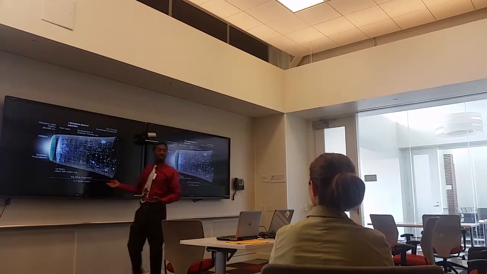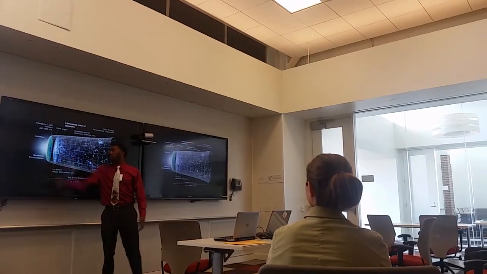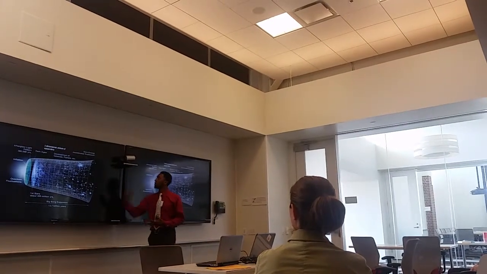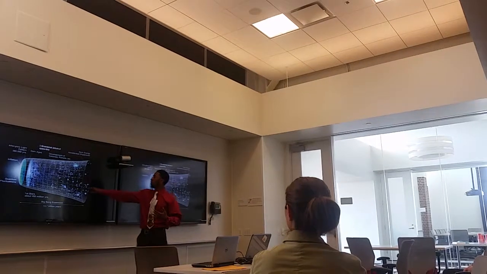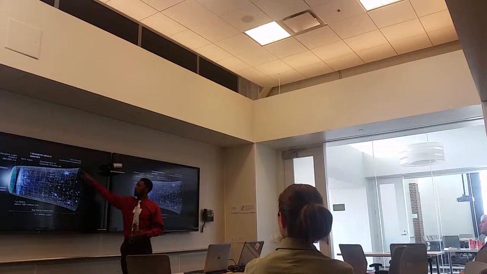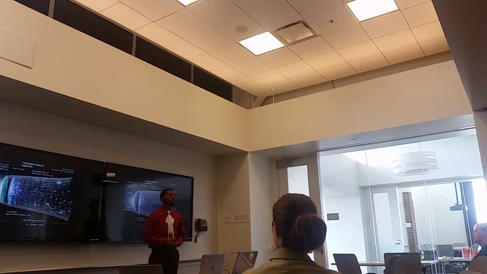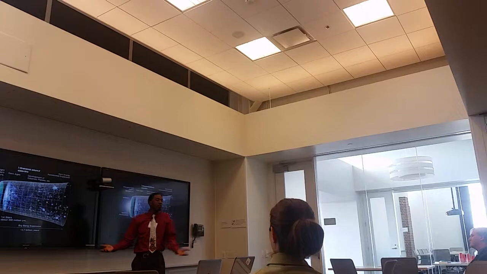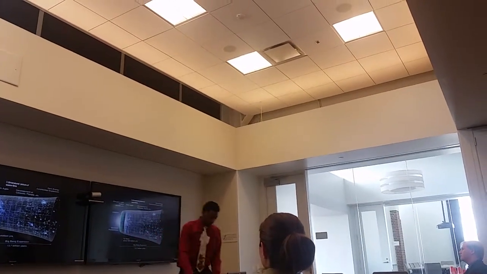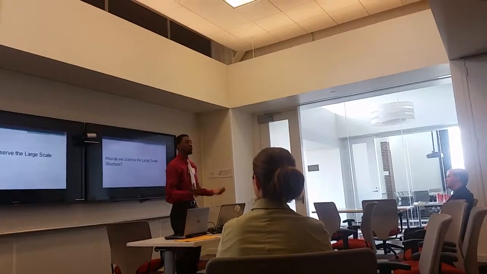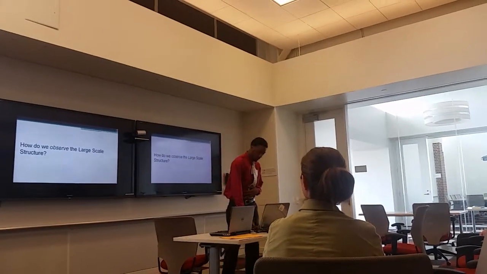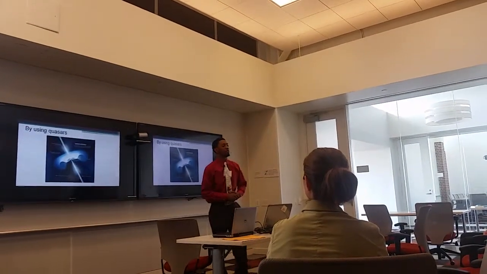Right here represents time. This being the beginning of time, and this being the present time, right here where we are now. There's also dimensions of space in here, which in this direction will be the x direction of space, and the y direction of space will be represented here. The third dimension is the z direction, which is suppressed because you can't show a four-dimensional picture on a 2D picture. And so we want to know how are we able to observe this? How are we able to get this large-scale structure? We can do that by using quasars.